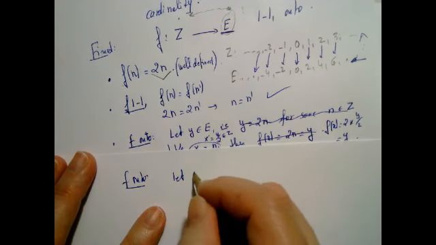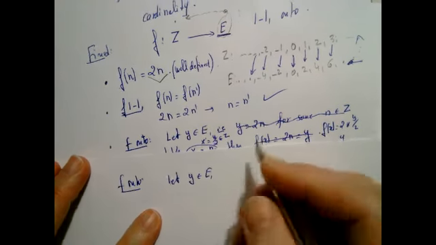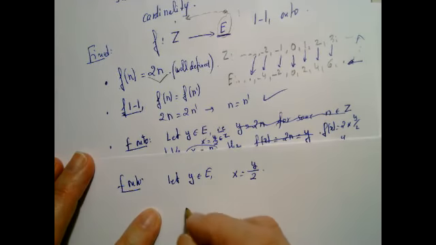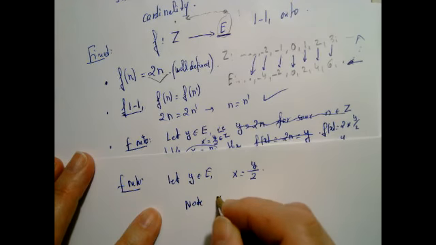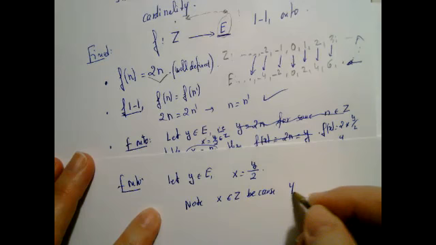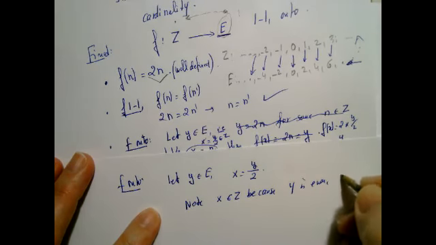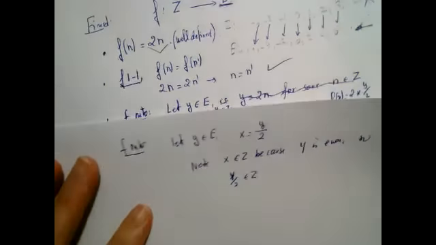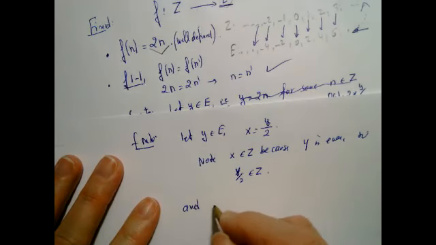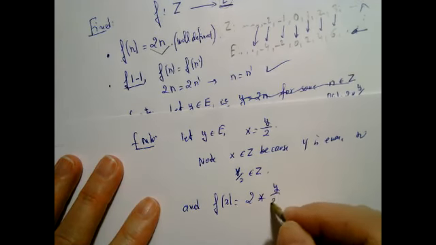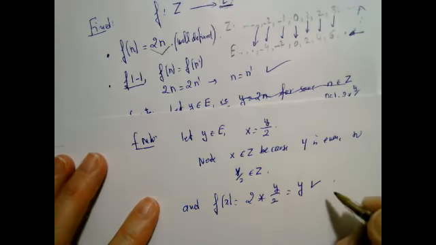Let y be in E. I'm going to take x to be y over 2. And we're going to note that x is in Z because y is even. So y over 2 is an integer. Otherwise, I cannot take y over 2. And f of x is actually 2 times y over 2, which is equal to y.